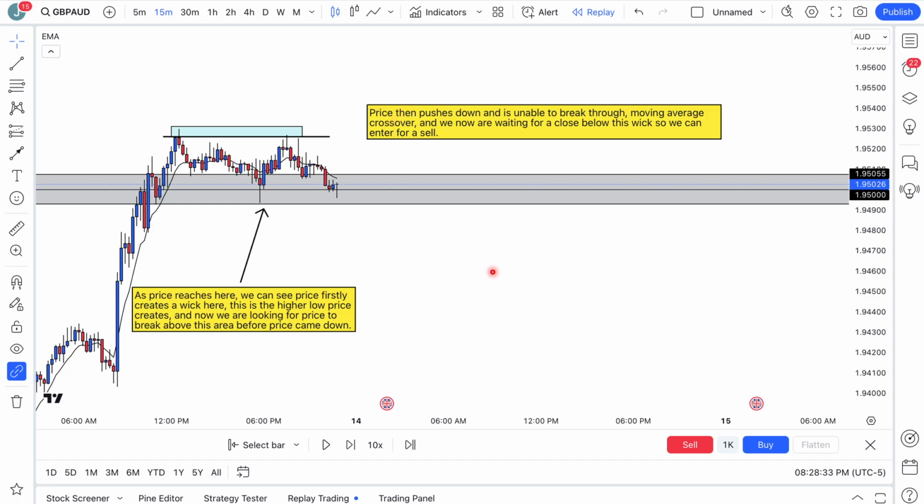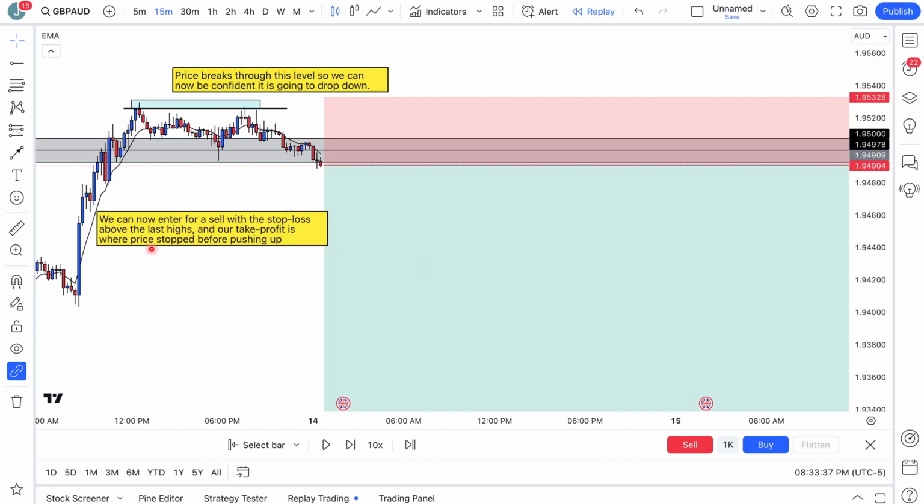As price then pushes down and is unable to break through this area right here, the moving average crosses over as you can see, and we're waiting for a break below this wick so we can enter for a sell. So we can now enter for a sell with our stop loss above the last highs, which is here, and our take profit is where price stopped before pushing up.